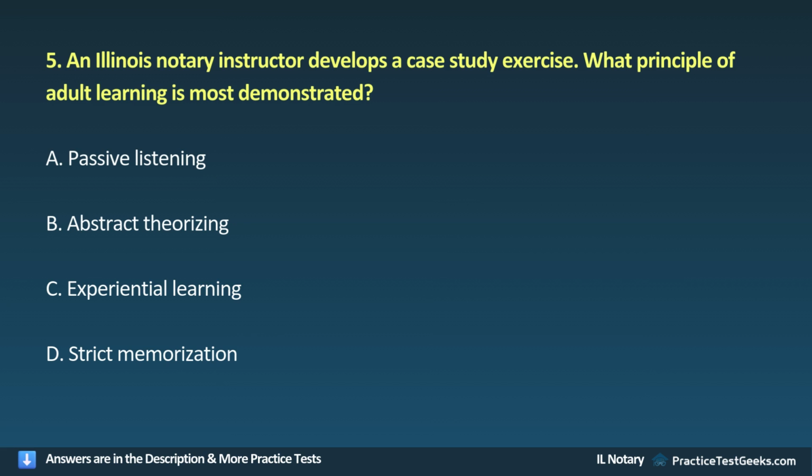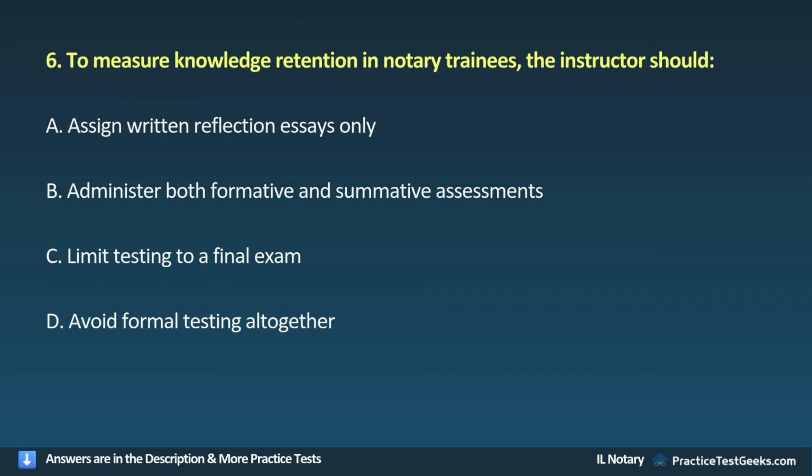A. Passive listening. B. Abstract theorizing. C. Experiential learning. D. Strict memorization. 6. To measure knowledge retention in notary trainees, the instructor should A. Assign written reflection essays only. B. Administer both formative and summative assessments.